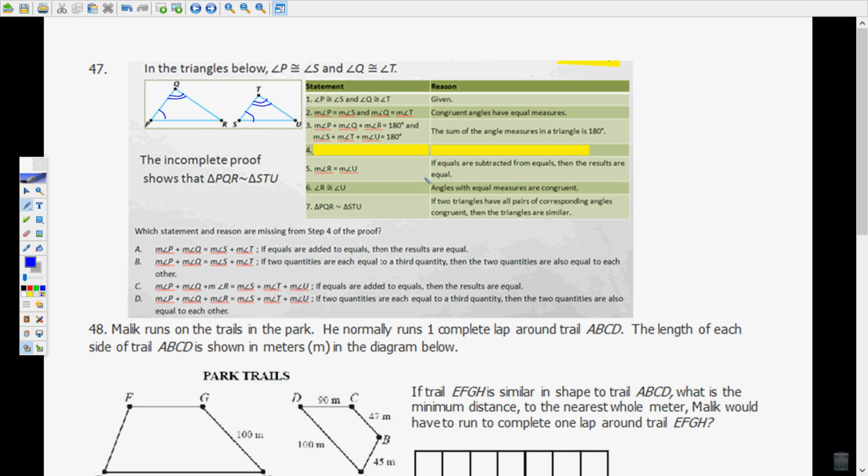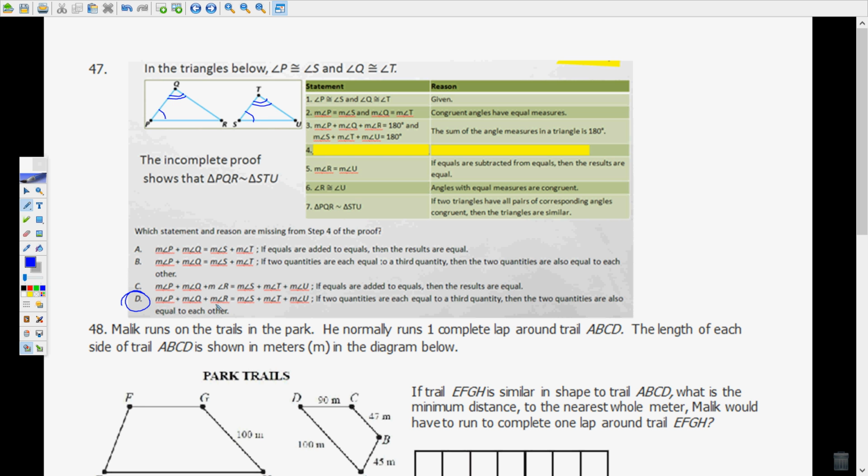So apparently what we're trying to do here is to find a step that goes between them, all three of these angles from the one triangle adding up to 180, all three of these angles from the other triangle adding up to equal 180. And then what we need to do is be able to subtract P and Q from this one and S and T from this one to leave us with R and U. And you can do that because if two quantities are equal to a third quantity, then the two quantities are also equal to each other.